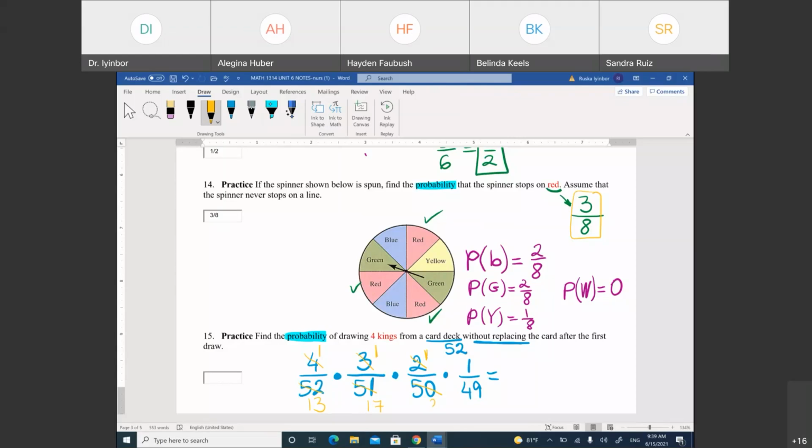25, okay? And then I'm going to multiply all the numbers in the top and all the numbers in the bottom. So it's going to be 1 times 1 times 1 is 1 over. Now I have to multiply 13 times 17 times 25 times 49. And you're going to get 270,725. Is that what you get? Yes? Okay. So it's a big number.